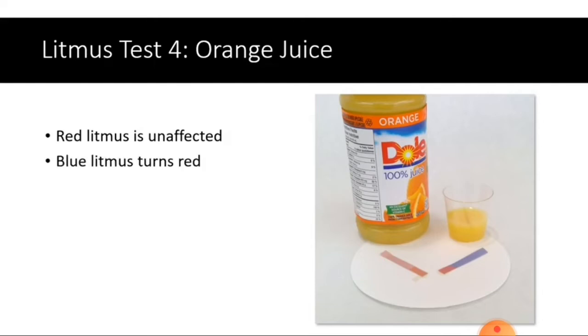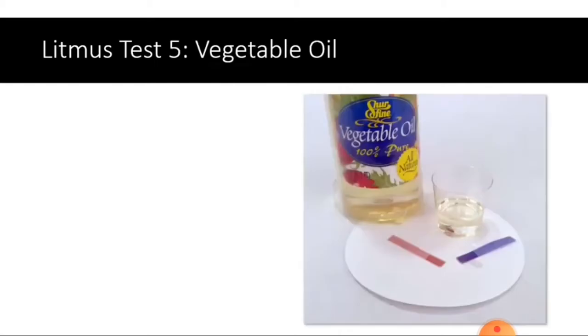The fourth example is orange juice. In the orange juice, red litmus is unaffected and blue litmus turns red, and it shows that orange juice turns litmus red, so it is acidic in nature.